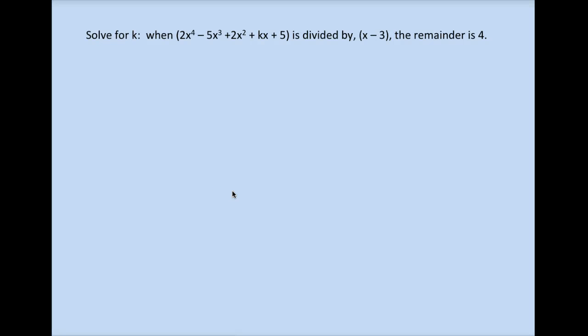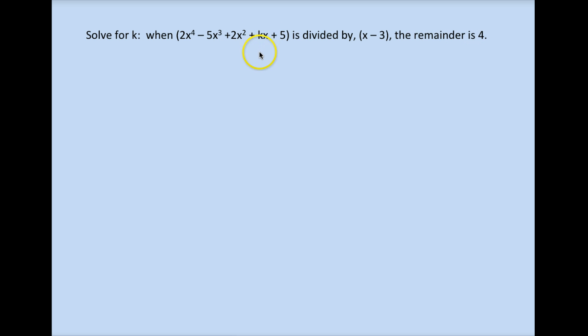Let's take a look at an example here. It says to solve for k, and it gives us some information. It says that when 2x to the fourth minus 5x cubed plus 2x squared plus kx plus 5 is divided by x minus 3, the remainder is 4. And they want us to find out what this value would have to be for k.